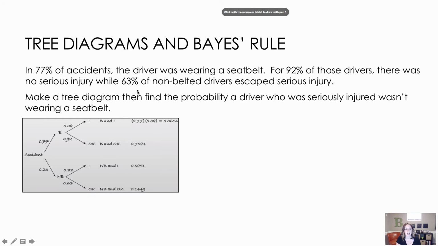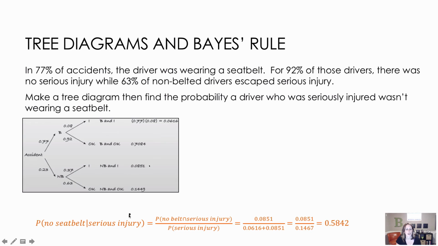So let's make a tree diagram, which would be accident, 77 and 23, and then injury or okay, injury or okay. Again, the most important part is these four values, which of course should all add up to 1.